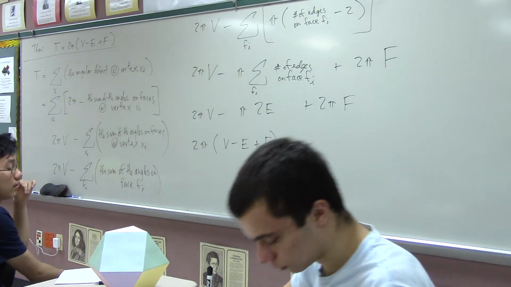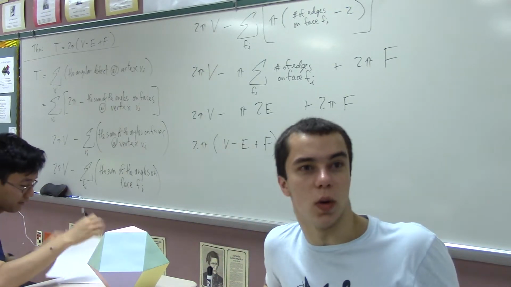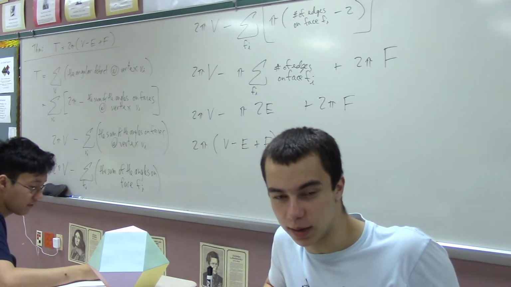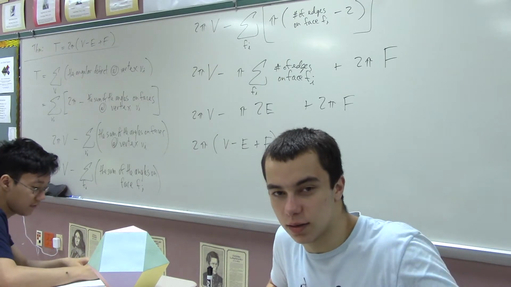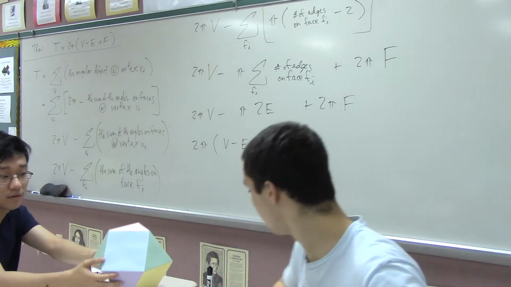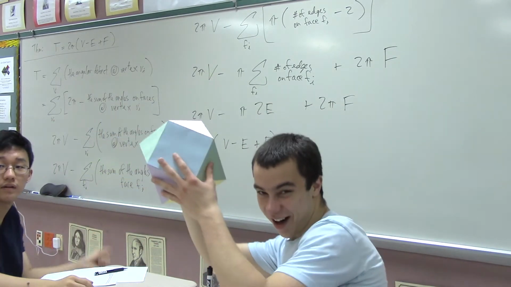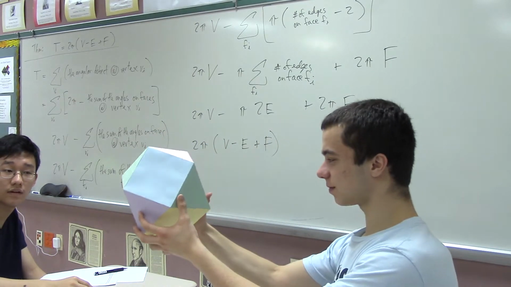Which is the truncated cuboctahedron? Which one is the truncated cuboctahedron? That is the cuboctahedron. Stop, hold the cuboctahedron up in frame. That's the cuboctahedron. What happens if you truncate it?